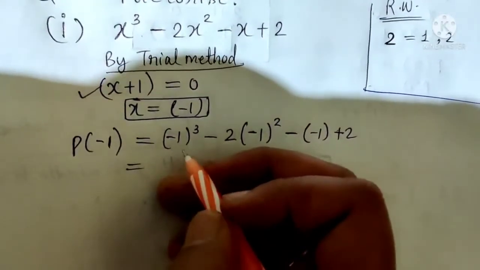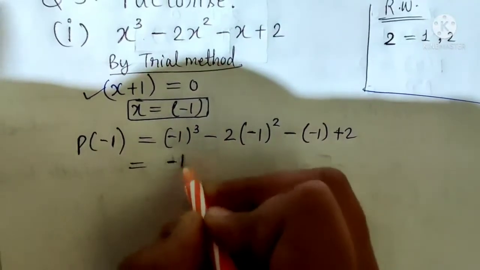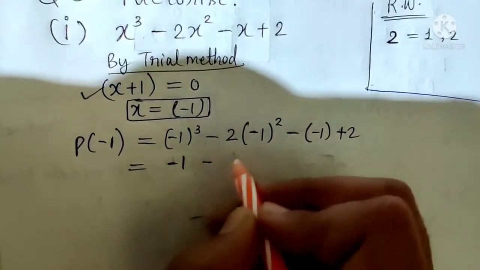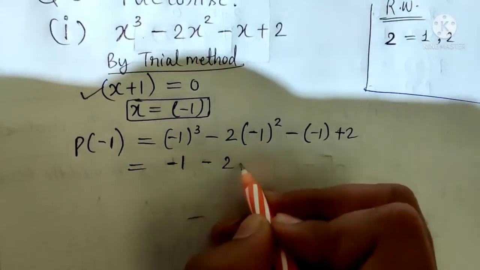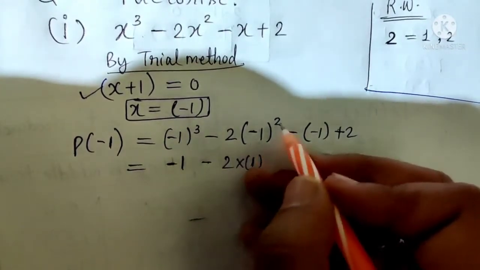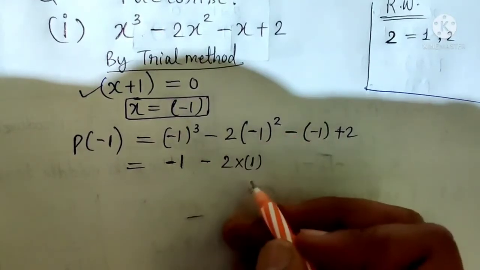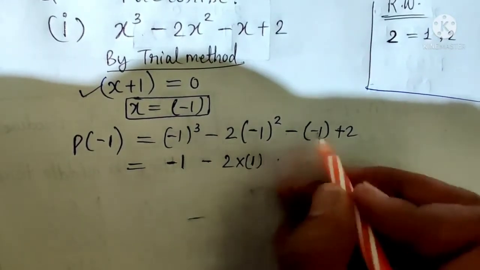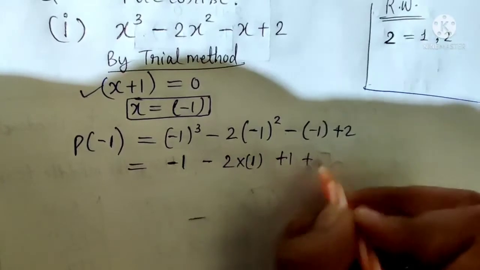(-1) whole cube: a negative number and the power is odd, so the answer will come negative only. Then minus 2 multiplied by what? 2 multiplied by plus 1 only. Why? Because minus 1 is a negative number and the power is even, so the answer will come positive only. Minus into minus becomes plus 1, plus 2.